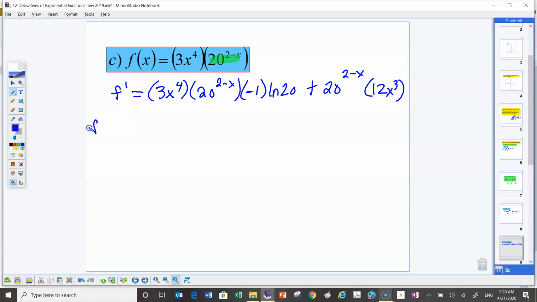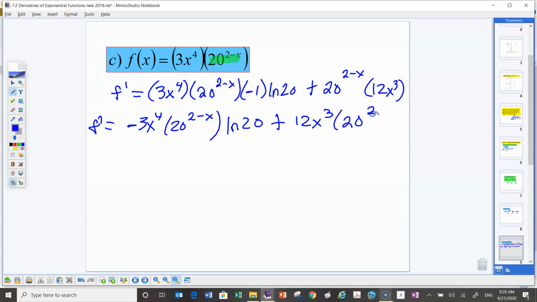Now I can simplify this a little bit. I have a negative 1 that can be multiplied by the 3x to the 4th. I have still my 20 raised to the 2 minus x. And I have my ln 20 plus, and I'm just going to put the 12x cubed in front. And I still have my 20 raised to the 2 minus x.